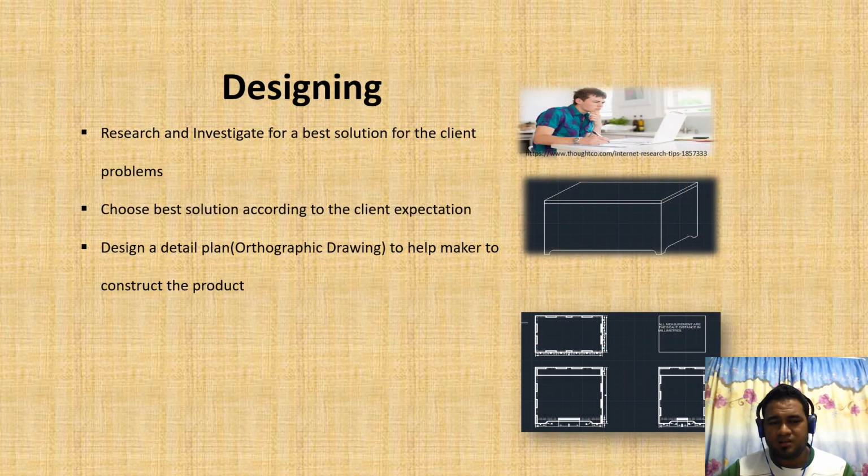Start from designing: doing some research and investigating for the best solution to the client's problem. The second one is, from that research and investigation of ideas, choose the best solution according to the client's expectations. The third one is to draw a detailed plan, which is the orthographic drawing, to help the maker construct the product according to the given dimensions.